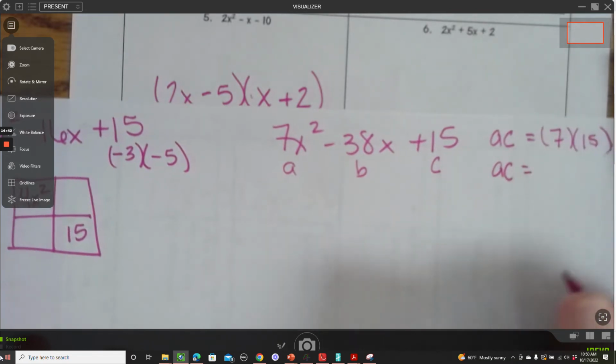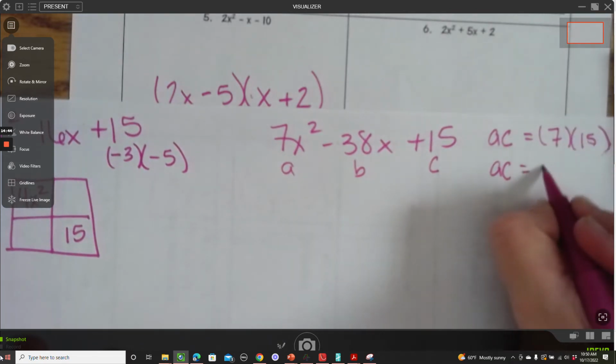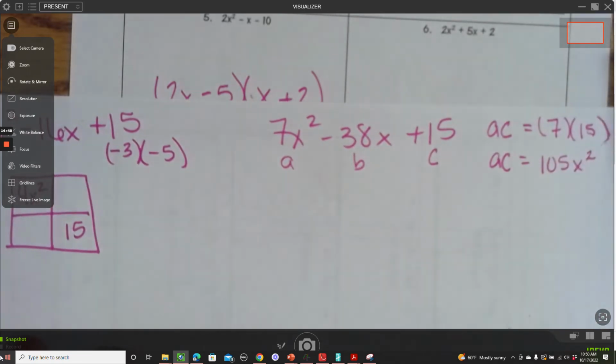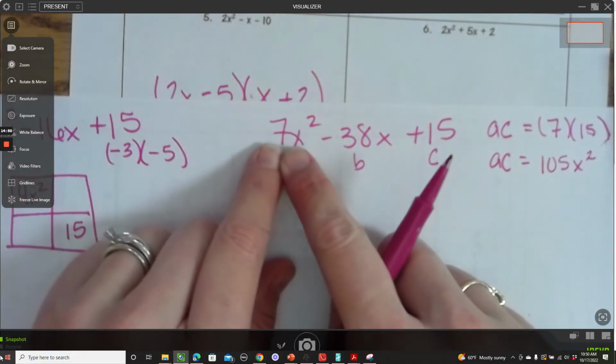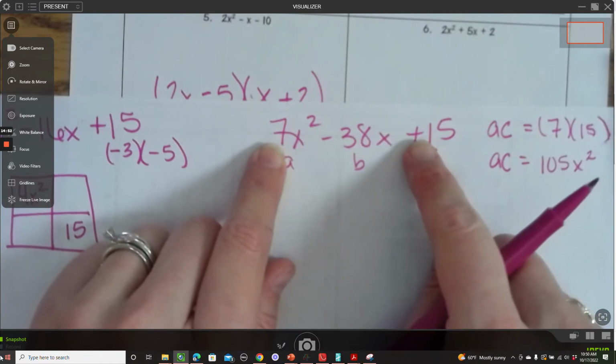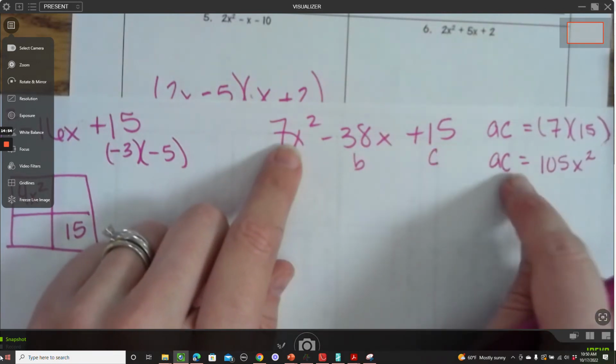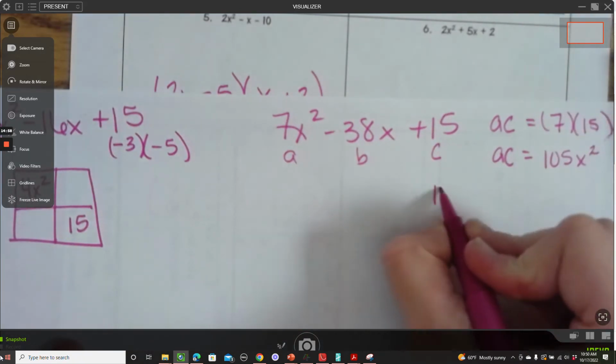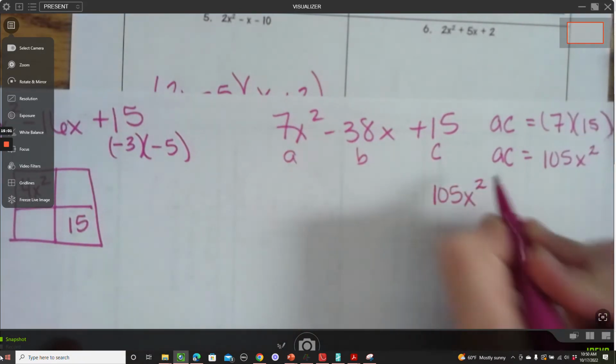Somebody do 7 times 15. 105. So it would be 105 x squared. The reason it's that is 7x squared times 15. You've got that x squared still stuck in there. So you have to factor 105 x squared.